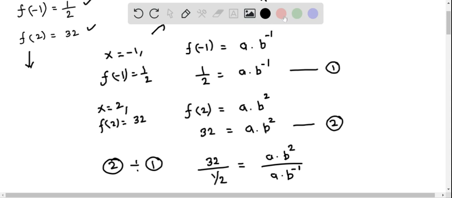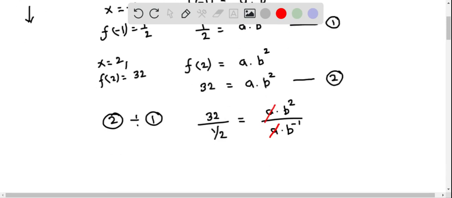Let's simplify this. We see that this a and this a are getting cancelled. And on the left, we have 32 divided by half, and this equals 32 multiplied by the reciprocal of half, which is 2 by 1. And on the right side, we get b squared divided by b power minus 1. So according to the exponent laws, we can combine this as one exponent, that is b raised to the power of 2 plus 1, and this equals b raised to the power of 3, or b cubed.